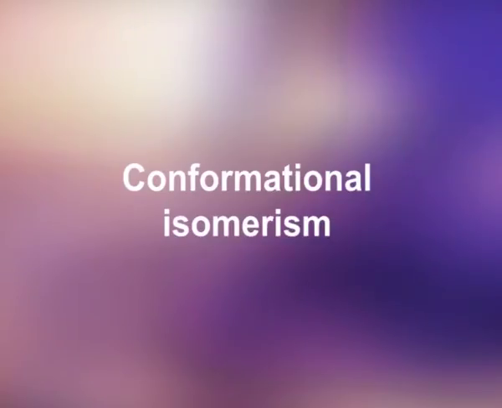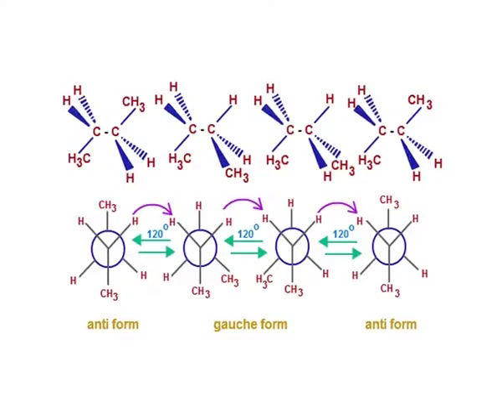Next is conformational isomerism. These stereoisomers which are non-superimposable but easily interconvertible by the rotation of bonds with the carbon atoms about single bonds are known as conformational isomers or conformers. Students, please be attentive because newer terms will come to you.